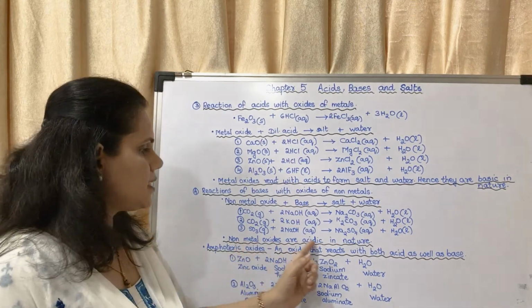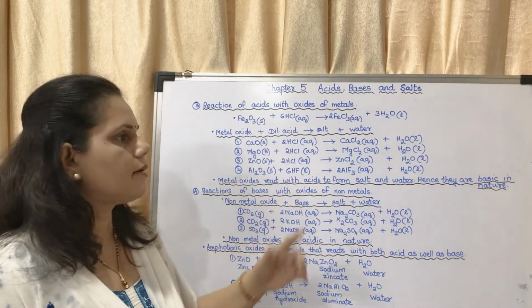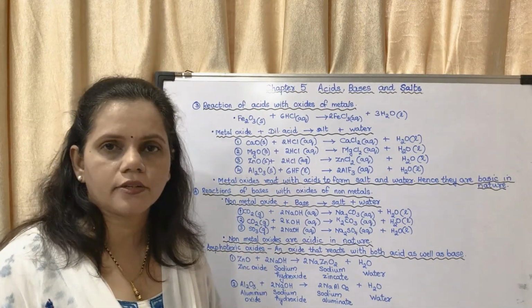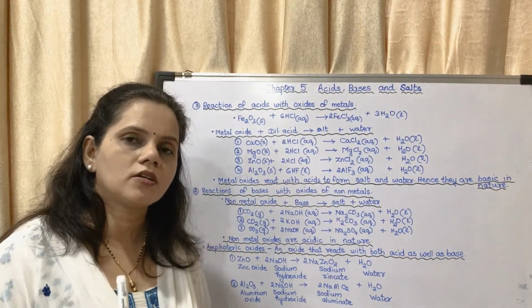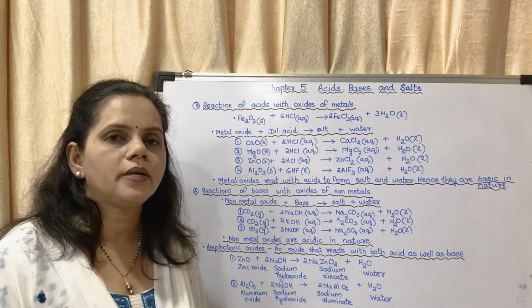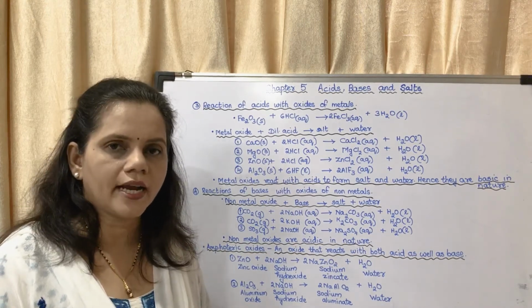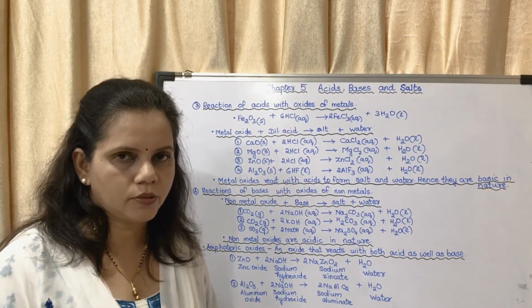As these are acidic in nature, they do not react with acids, and as metal oxides are basic in nature, they do not react with bases. So metal oxides react with acids and non-metal oxides react with bases to form salt and water. This much you have to remember.